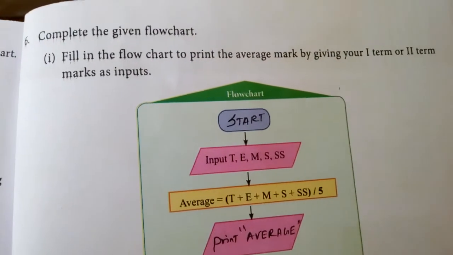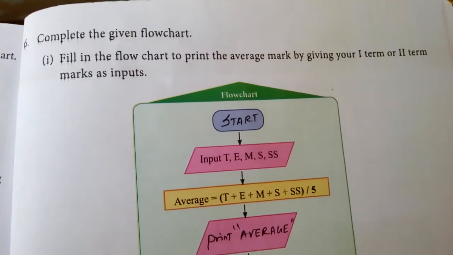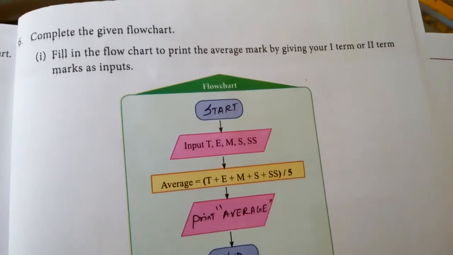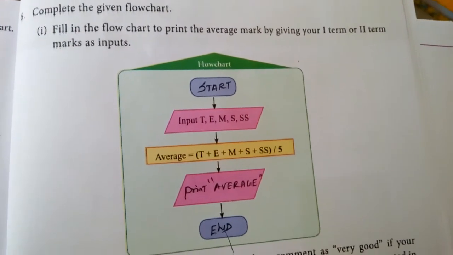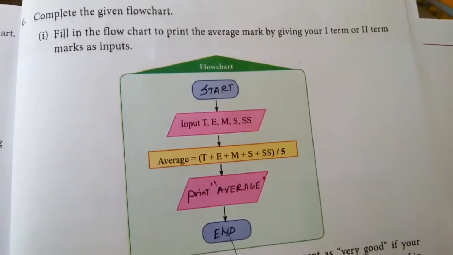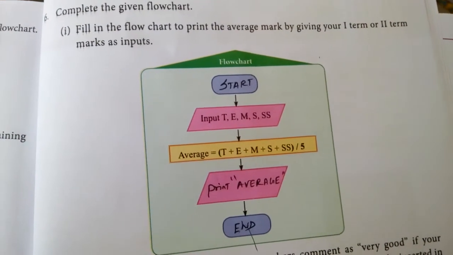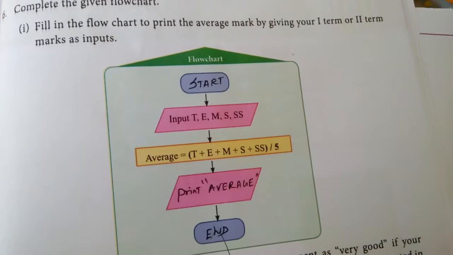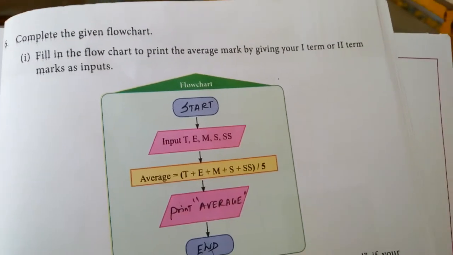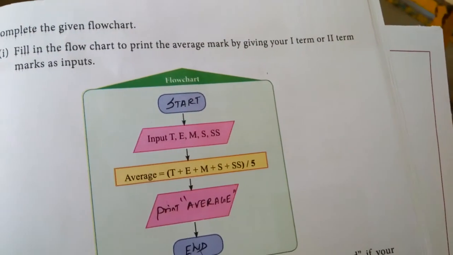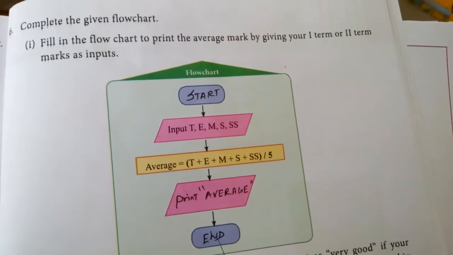Good morning, students. Today we are going to do exercise 6.1, 6th question. Complete the given flowchart. The flowchart is given already, and we are just going to add the values that are missing. Fill in the flowchart to print the average mark by giving your first term or second term marks as inputs.